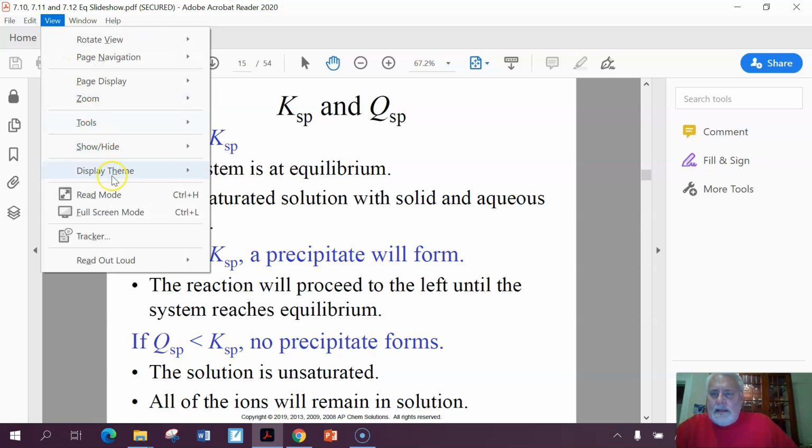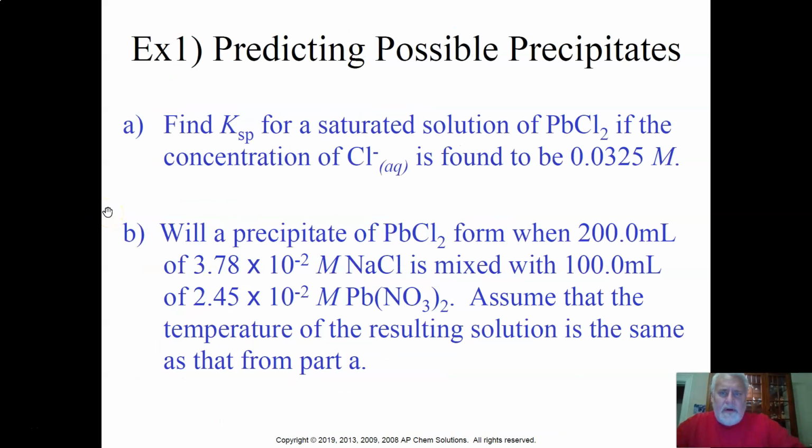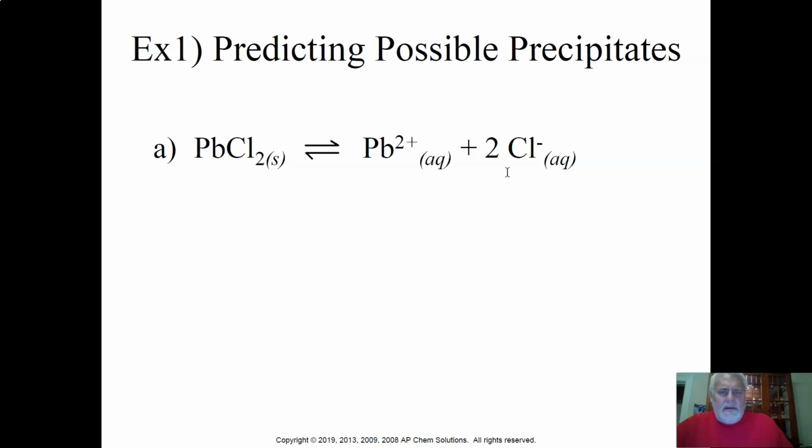All right, so let's go ahead and take a look at our next problem. You can see that this is quite involved. The first thing it says is find KSP for a saturated solution, and all you're given is the concentration of the Cl minus, just the chloride ion. They did some sort of test, reacted it with something else to find out the concentration of the chloride ion, and then you could calculate from there.